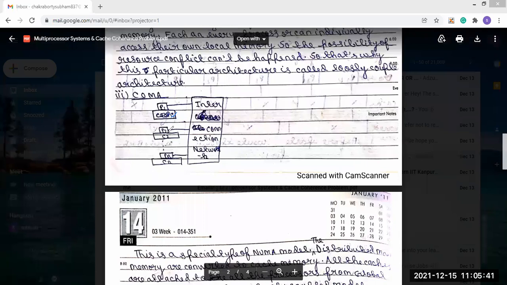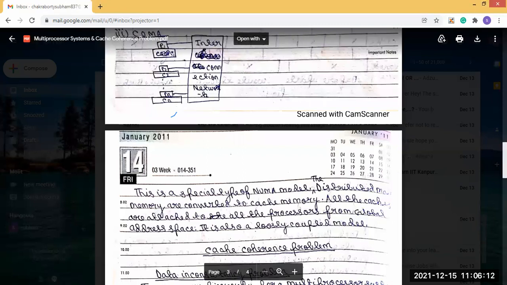So this is a special type of the NUMA model. The distributed local memory which we have seen in our NUMA architecture is converted to cache memory here. So instead of local memory, we use cache memory, and all the caches are attached to the processors from the global physical address space. It is also a loosely coupled model.